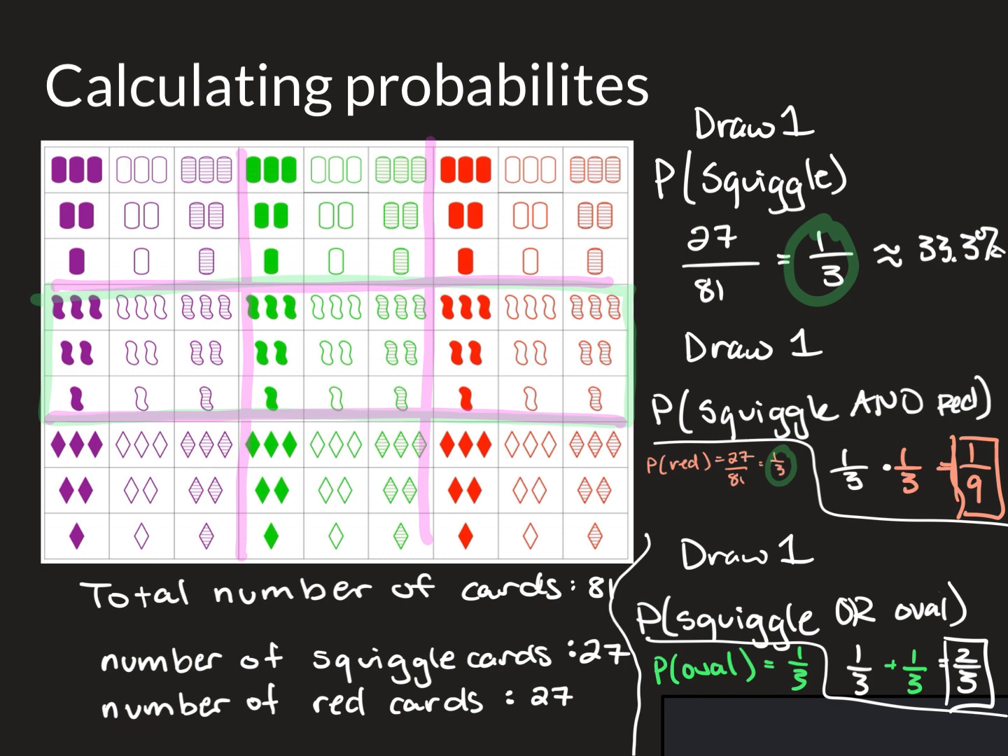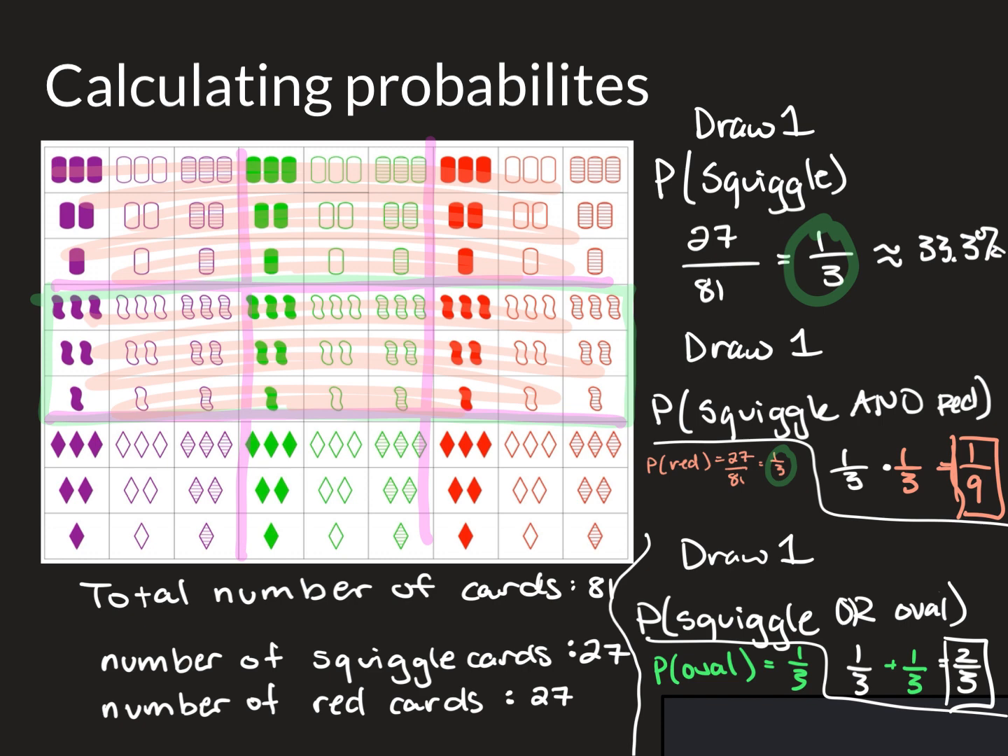And in this case, I can highlight those for you. We've got our oval cards, we've got our squiggle cards, and you can see that I've ended up highlighting 1/3, 2/3, and so in this case, my probability is 2/3. Big idea here is when you are getting two things at the same time, you probably want to multiply. If you are getting one thing or another thing, you want to add.